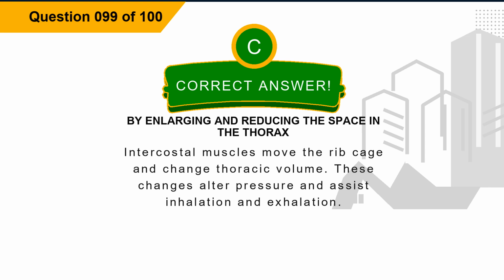Explanation: intercostal muscles move the rib cage and change thoracic volume. These changes alter pressure and assist inhalation and exhalation.